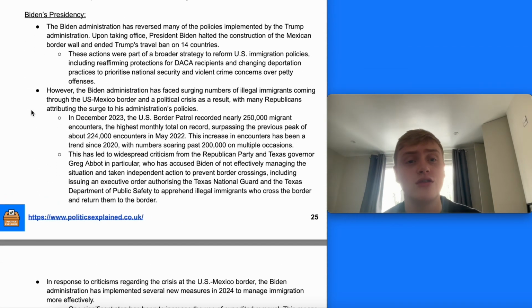So the Biden administration has reversed many of the policies introduced by the Trump administration. So upon taking office, Biden halted the construction of the Mexican border wall and ended Trump's travel ban on 14 predominantly Muslim countries.